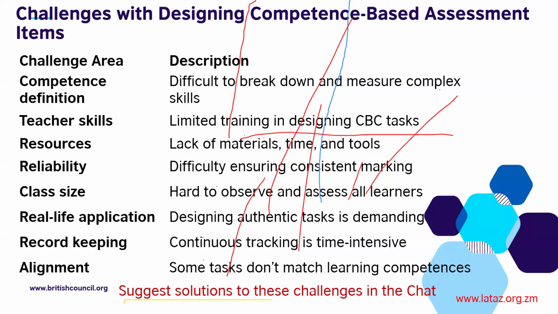Record keeping: continuous tracking is time intensive. You even need to keep people's box files. Alignment: some tasks don't match learning competences. So we just ask pupils for the sake of asking, which is wrong. These challenges can be sorted out. You can provide challenges in the chat below. What are some of the solutions to these challenges outlined above? Our President, we can move on.